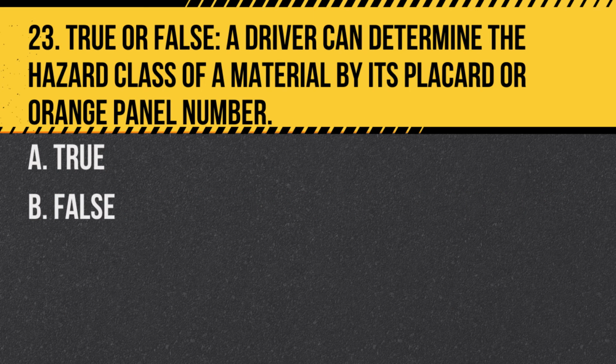Question 23. True or false? A driver can determine the hazard class of a material by its placard or orange panel number. A. True. B. False. Answer: A. True. The placard or orange panel number provides information about the hazard class.